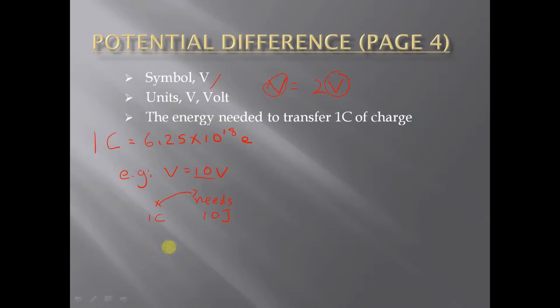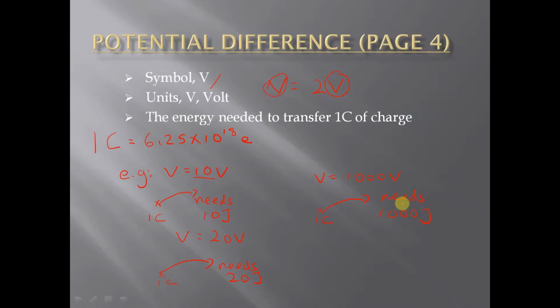Same thing. If I have a voltage of 20 volt, what does it mean? That means for me to transfer one coulomb of charge from one place to another, how much energy do I need to use? Yes, you are right. That will be 20 joule. So that's the idea. And obviously, if I have a voltage of, for example, 1000 volt, that means for one coulomb I want to transfer, I will need to use energy as much as 1000 joule. You got the idea?